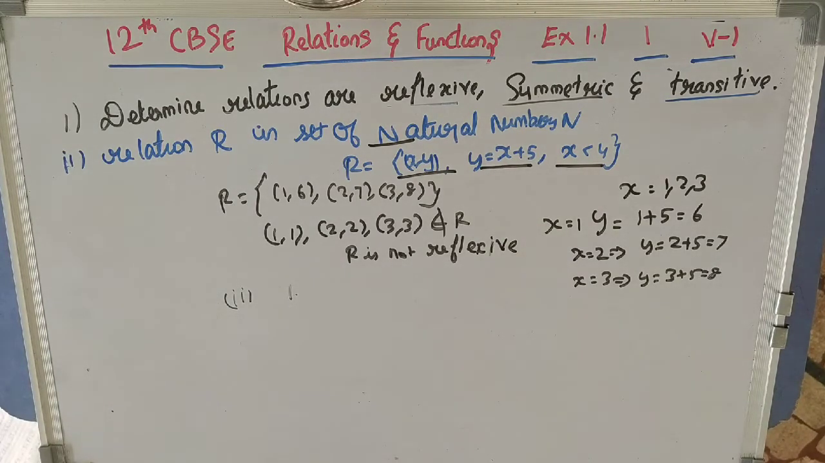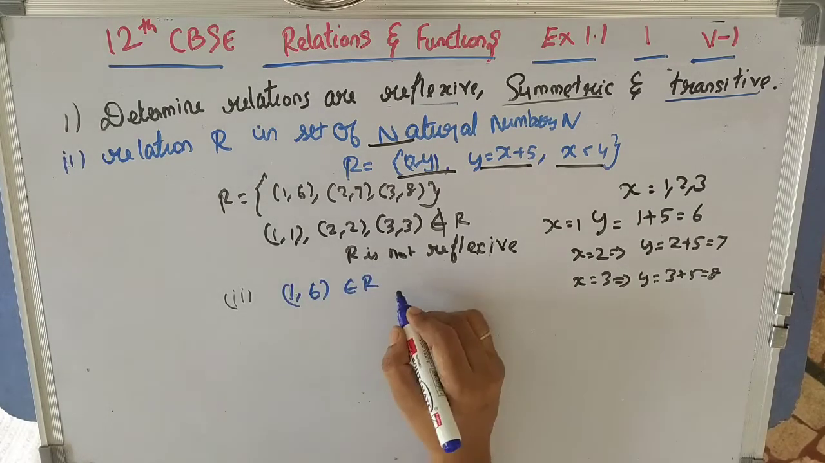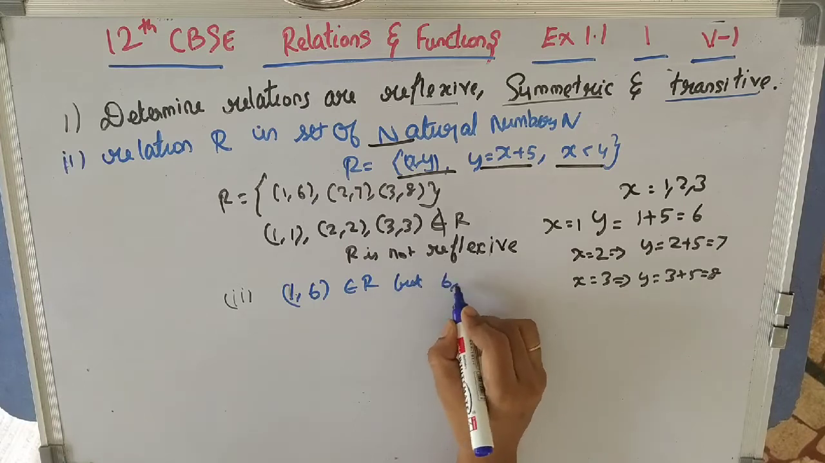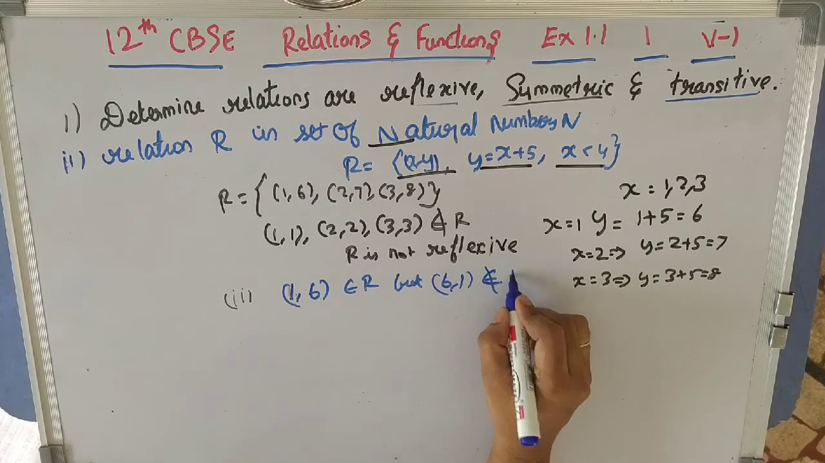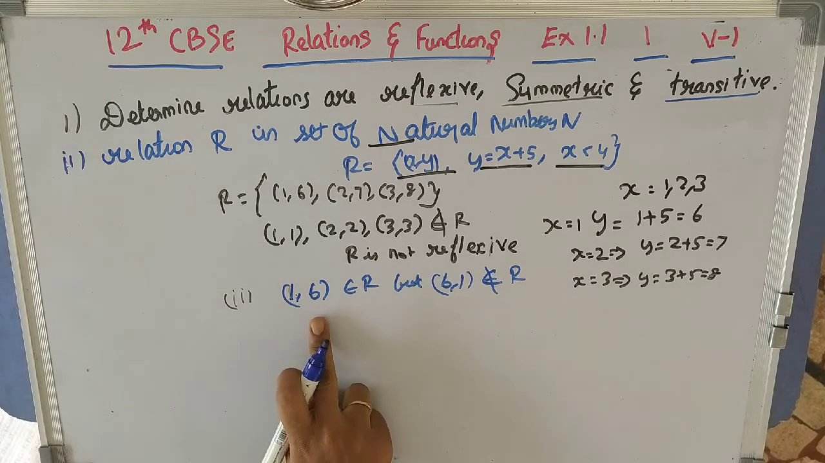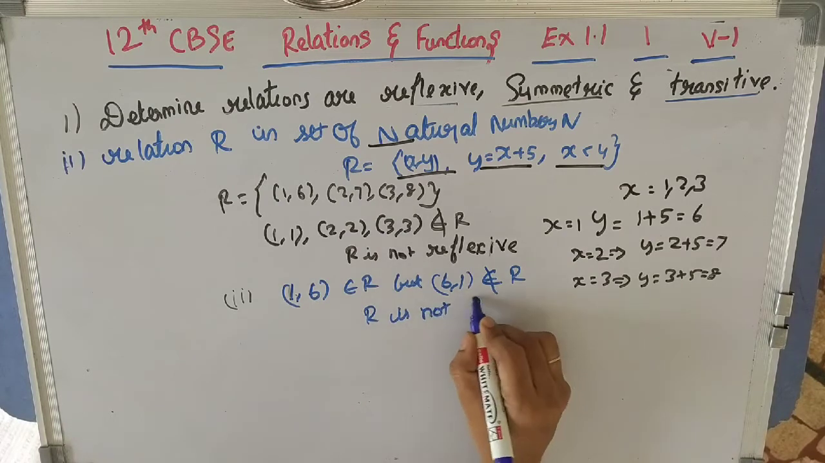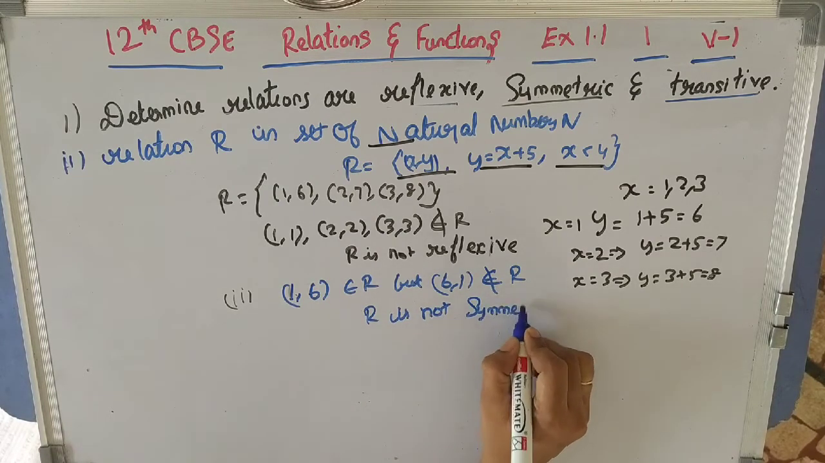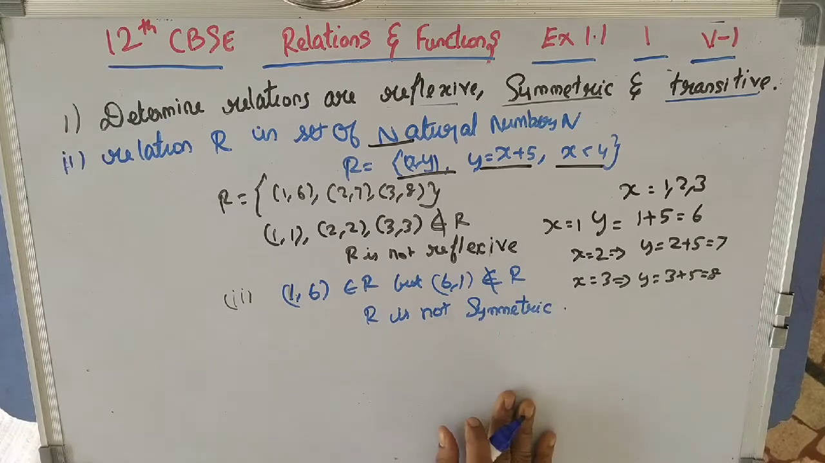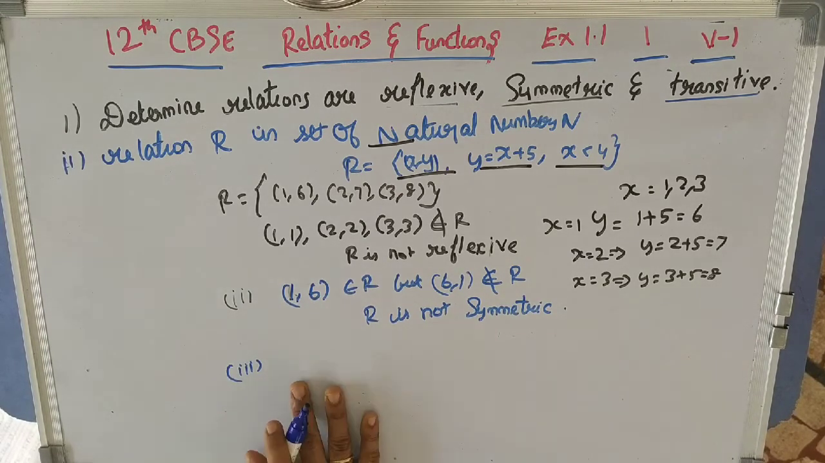Here, if we want to check whether the relation is symmetric or not, we can take an example. (1, 6) is an element of R. But is (6, 1) in relation R? No, isn't it? So this relation is not symmetric. In a symmetric relation, (x, y) and (y, x) must both be elements of R. Here (1, 6) is present but (6, 1) is not an element of R, so it is not symmetric.